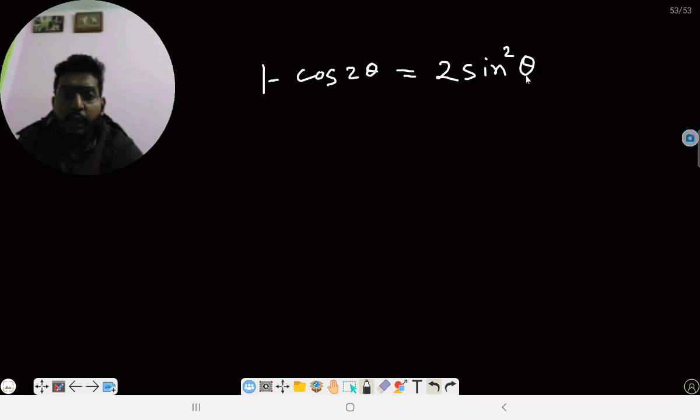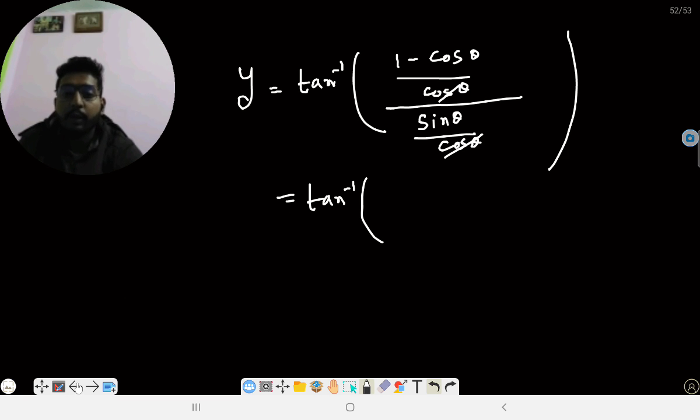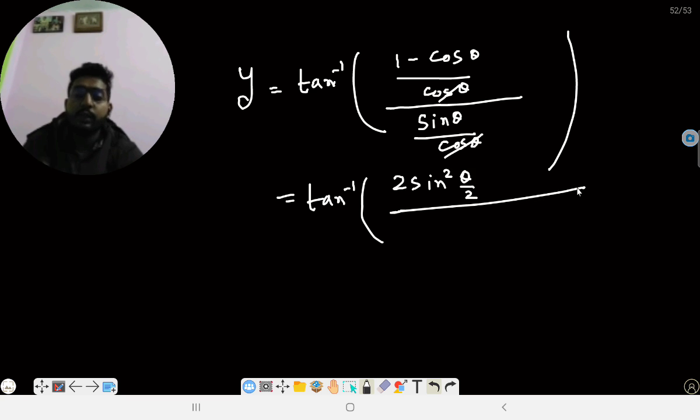Now for 1 minus cos theta, we know the formula. I have given the formula: 1 minus cos 2 theta equals what? 2 sine square theta. So what will be 1 minus cos theta then? If the angle is 2 theta, it is becoming half, so here also the theta will become half. So 1 minus cos theta is nothing but 2 sine square theta by 2, and in the denominator we can see sine theta is there.